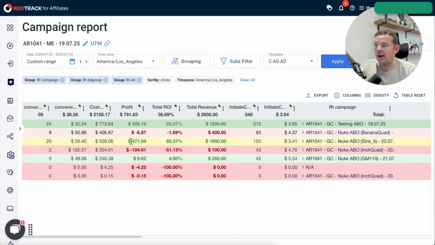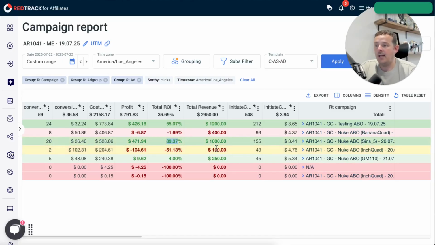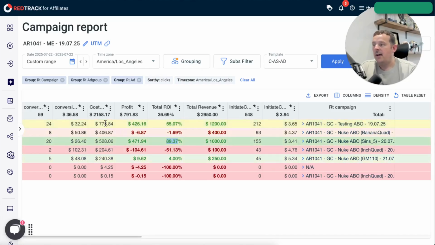Now this nuke down here, which did extremely well the day before as well, continued to do great with a 90 or 89% ROI, which did great. And then obviously we had a few other campaigns running. But the testing ABO again had the bulk of the spend. So overall, look, I'm still happy. We're still in the testing phase here, and we're in the proving phase.